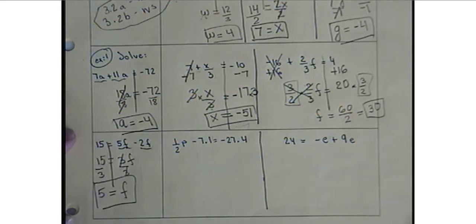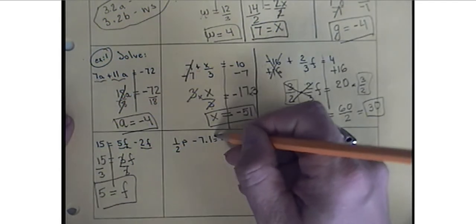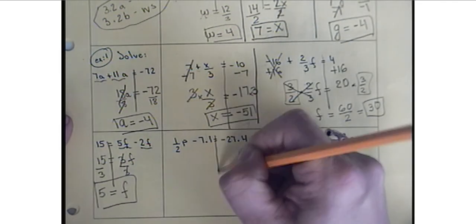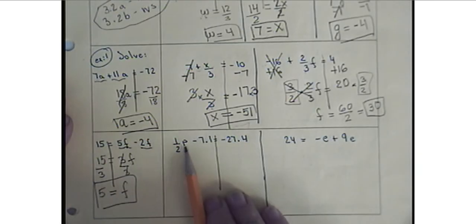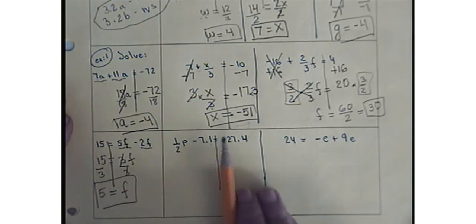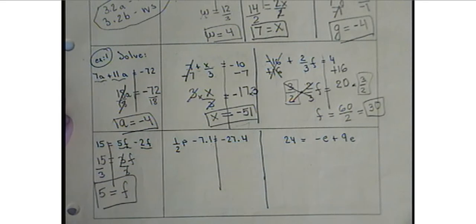Final answer here. Next example, it may be a little bit challenging just because of the decimal numbers, but it actually won't be challenging because you have the calculator in front of you and you can calculate with the decimals by using the calculator. So 1/2 p minus 7.1 is equal to negative 27.4.